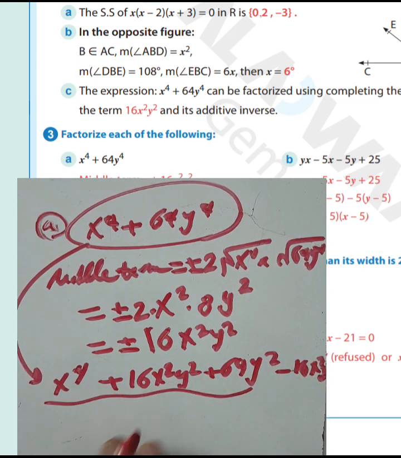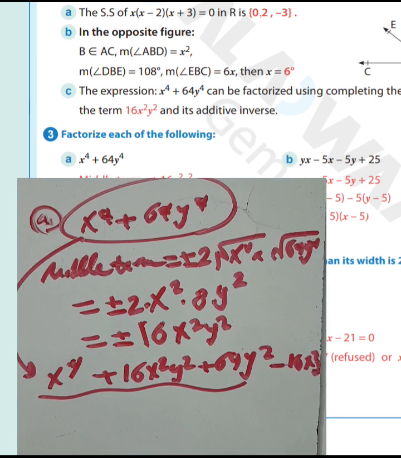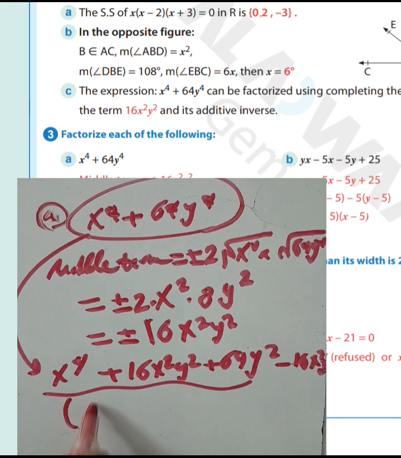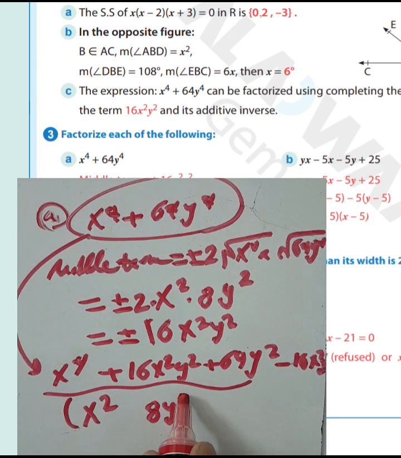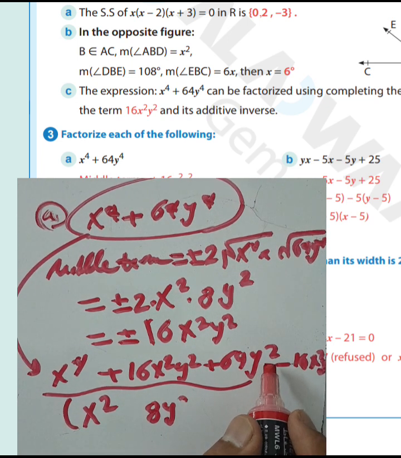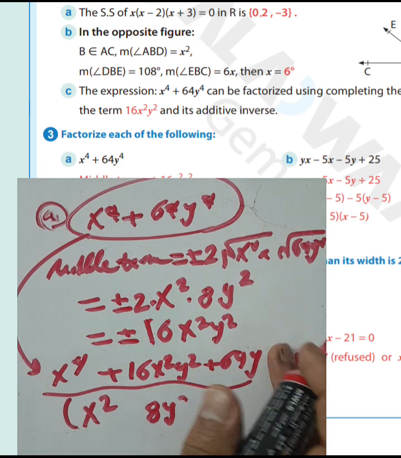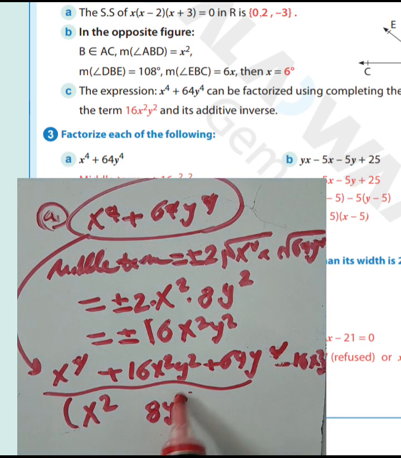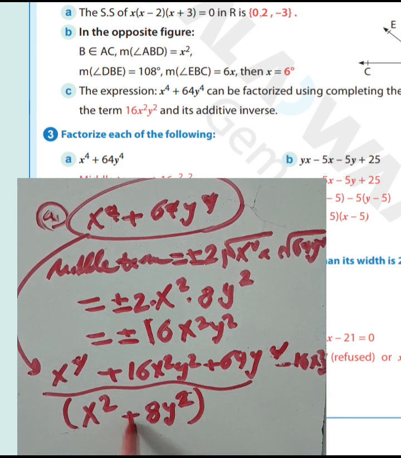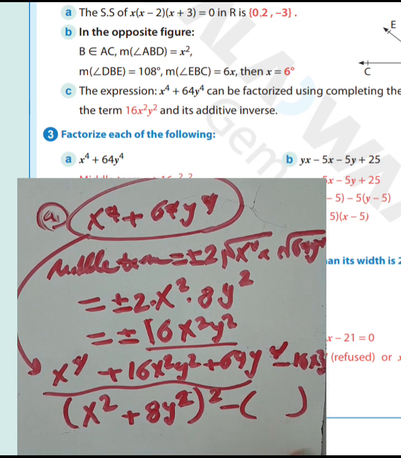Three terms here. We can write the square root of the first and the square root of the third, which was y power 4. The square root here will be 2. And write positive and subtract 16x power 2 y power 2, this expression.